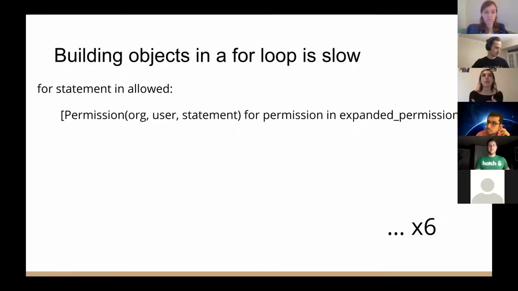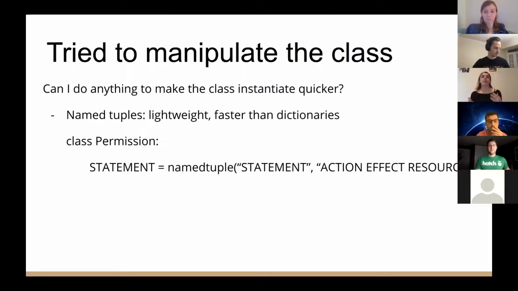So my first thought was, is there anything about instantiating an object that I can make faster? Every time it makes a new object, is it possible to tweak it so that each new object happens maybe the tiniest millisecond faster? So what I tried was to manipulate the class. I tried to change how the class was being instantiated. One of the things I tried was a named tuple. I got the idea from a coworker. He suggested it because they're lightweight. These are fast data structures, faster than dictionaries.